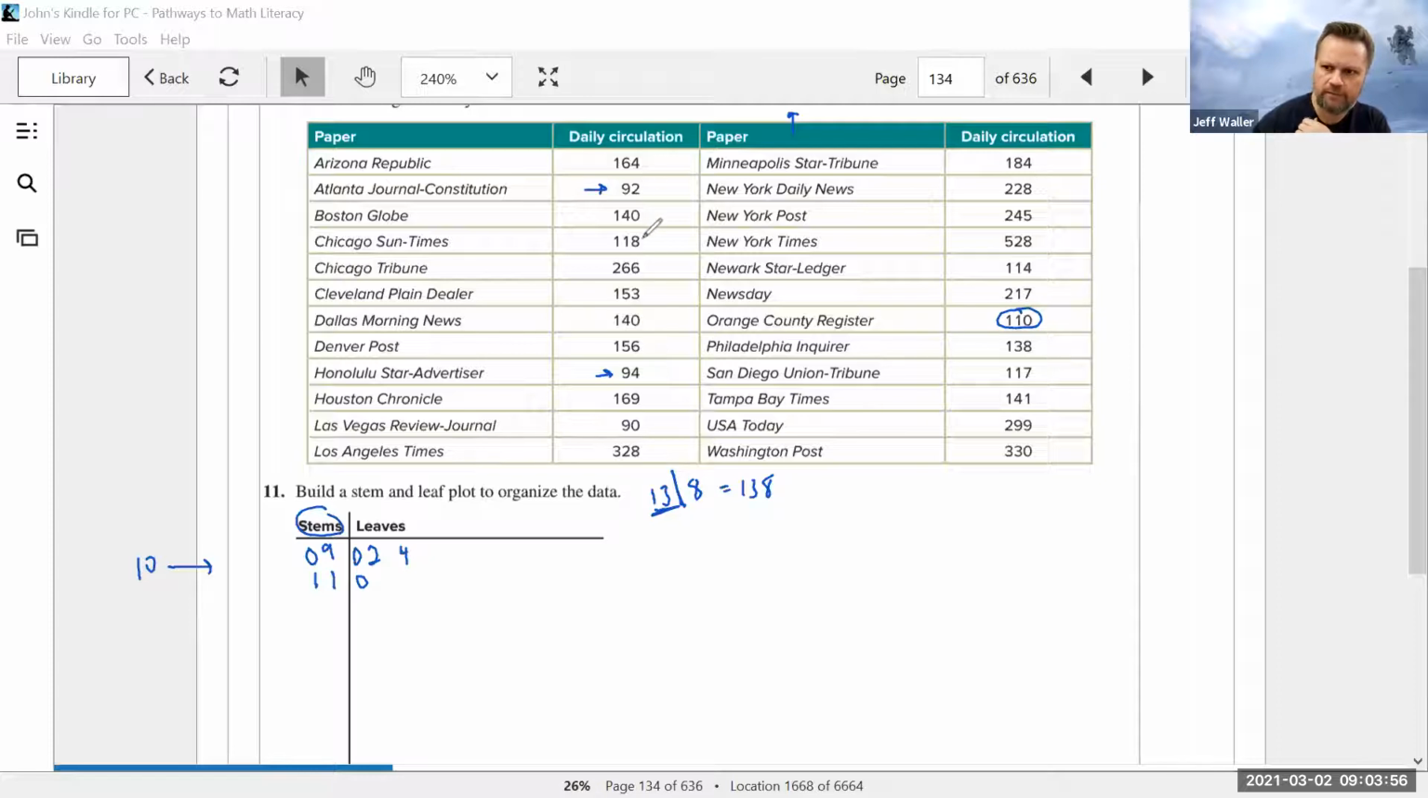What else do I got? 8. What else do I got? 7. Is it just 7 and 8? Am I seeing everything? 7. Oh, there's a 4. 4, 7, 8. I think that's everything. You guys all with me out there?